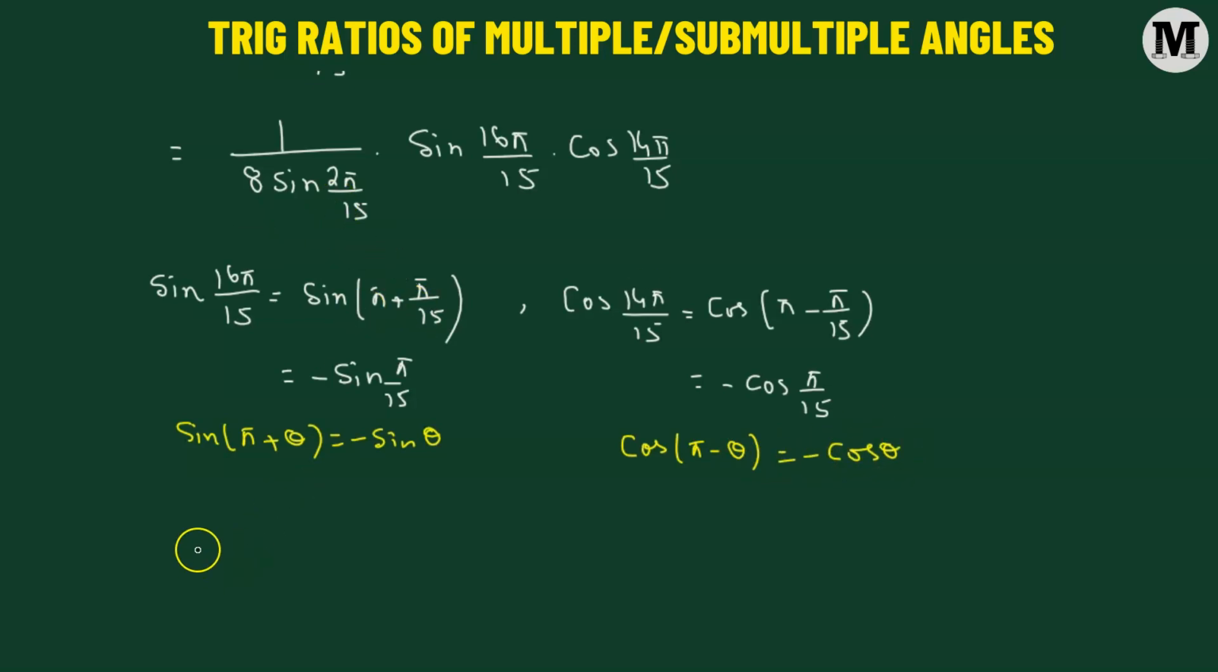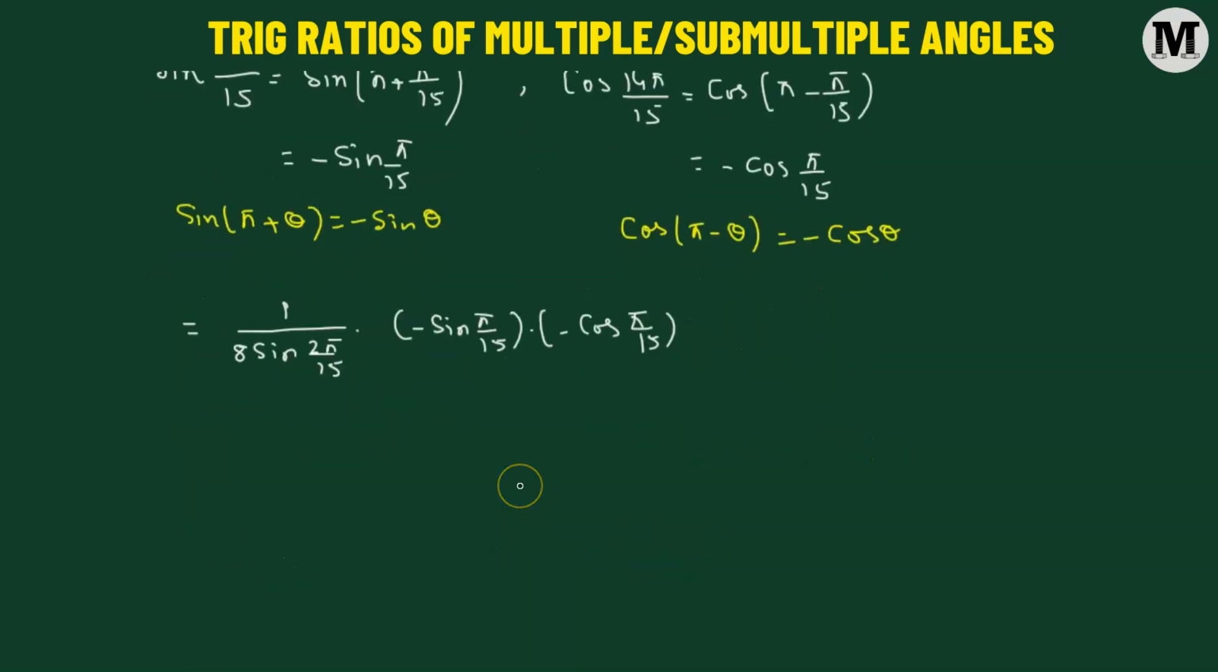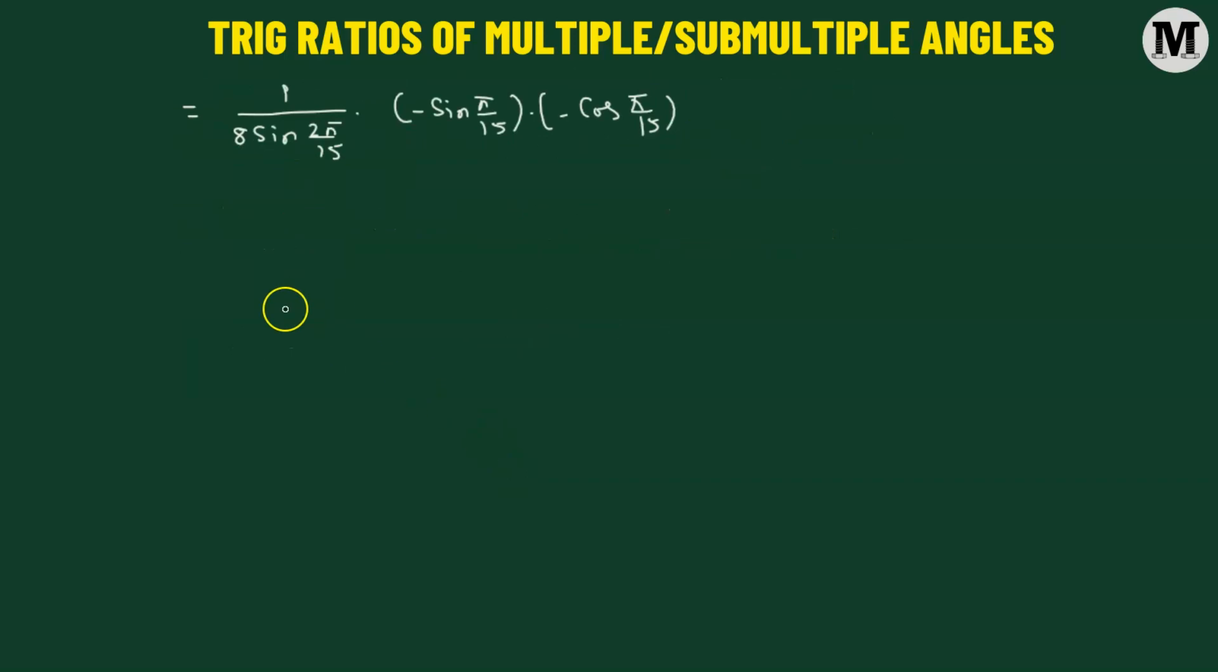Okay, so we can now rewrite our expression as 1 over 8 times sine of 2 pi over 15 multiplied to, we have now negative sine pi over 15 in place of sine 16 pi over 15. This will get multiplied to negative cosine pi over 15. The negative and negative will multiply with each other to become positive. So we get sine pi over 15 multiplied to cosine pi over 15, and this is divided with 8 times sine of 2 pi over 15.